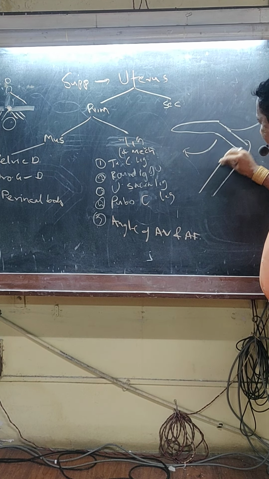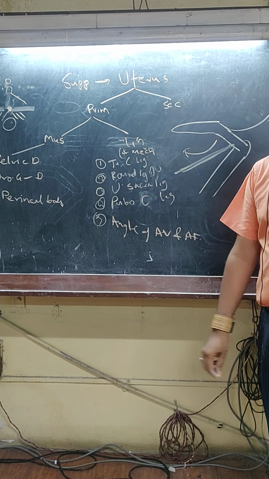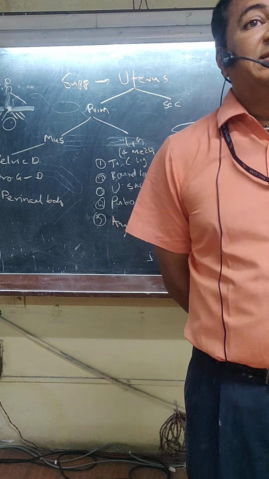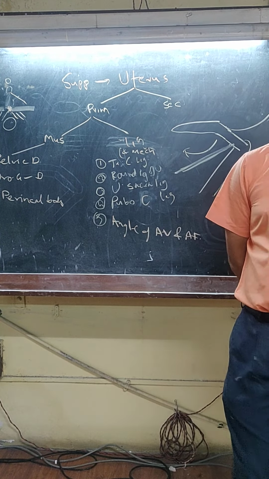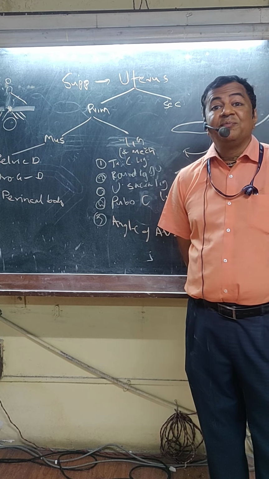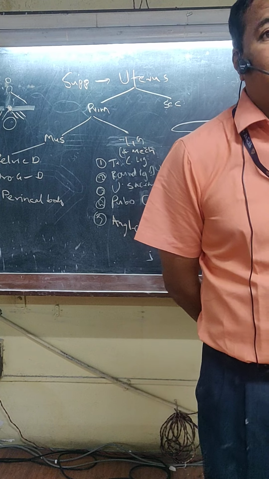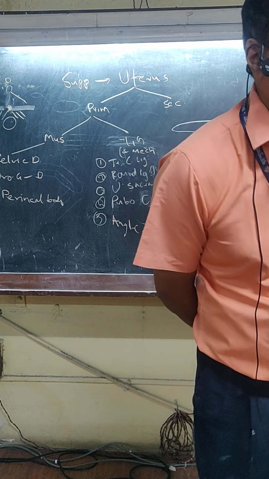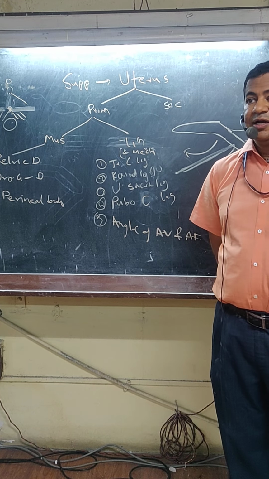Then there is pubocervical. From pubis to the cervix, pubocervical. In males, we just studied that in case of the bladder, two ligaments, median puboprostatic and lateral puboprostatic, were supporting the bladder. In case of females, there are pubocervical ligaments.